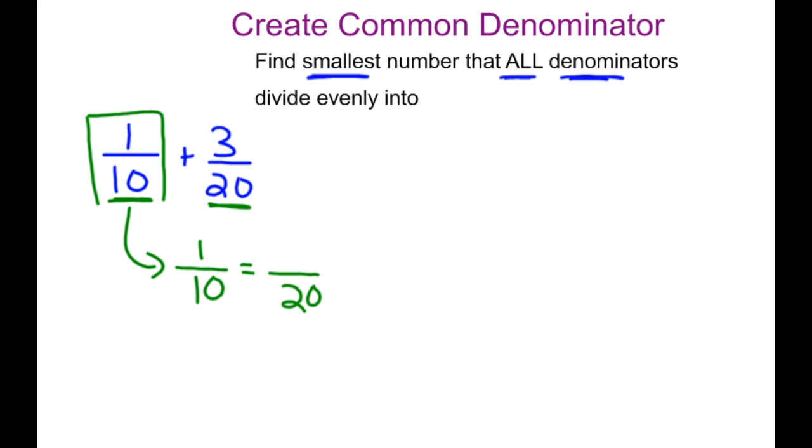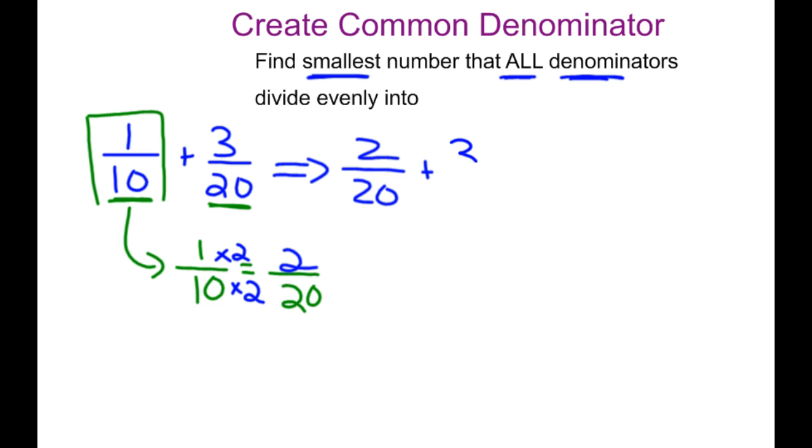So I say 10 times what number will equal 20? And that would be 2. So I have to multiply by 2 in the denominator. So whatever I do in the denominator, I need to do in the numerator. That means I'm going to have to also multiply by 2 in the numerator, and that would give me 2 over 20. So 1 over 10, we know, is equivalent to 2 over 20.